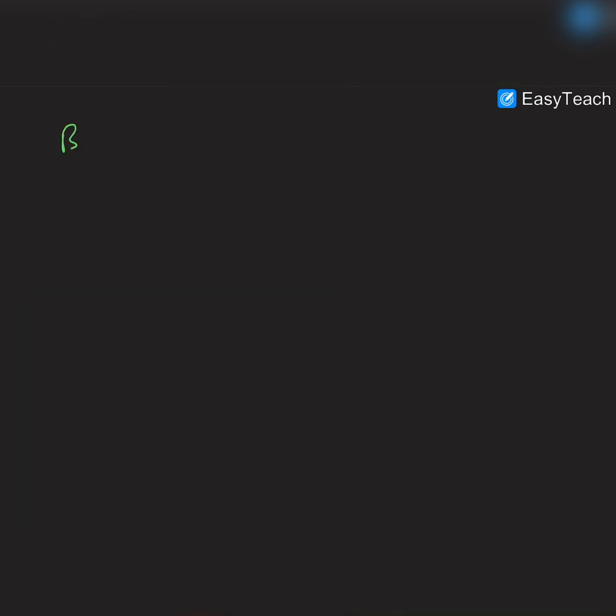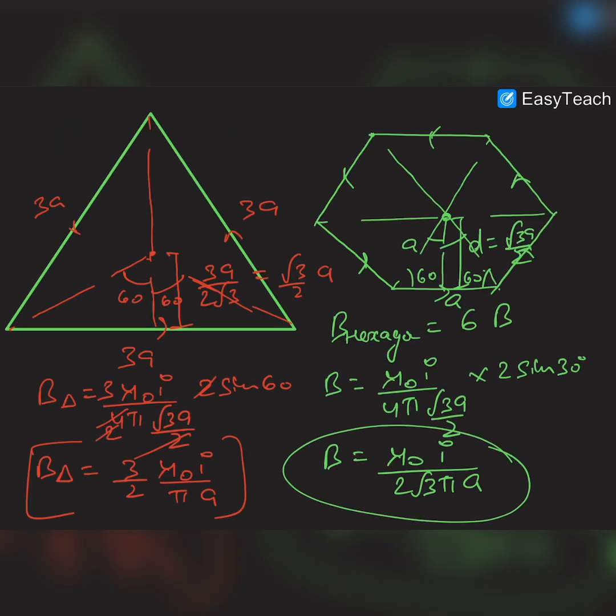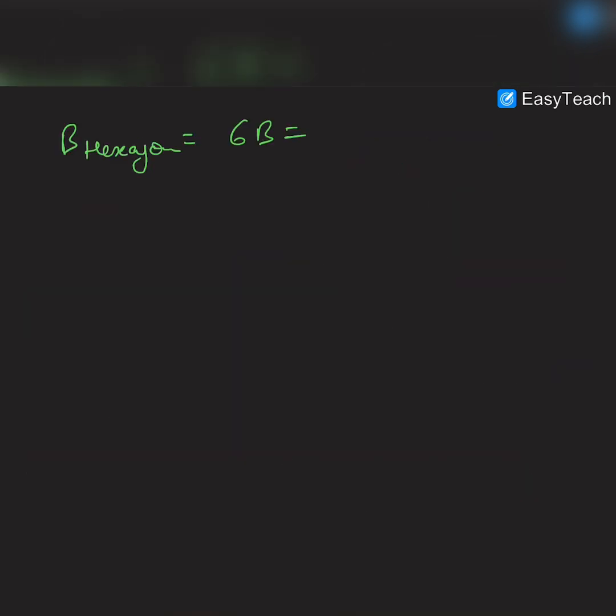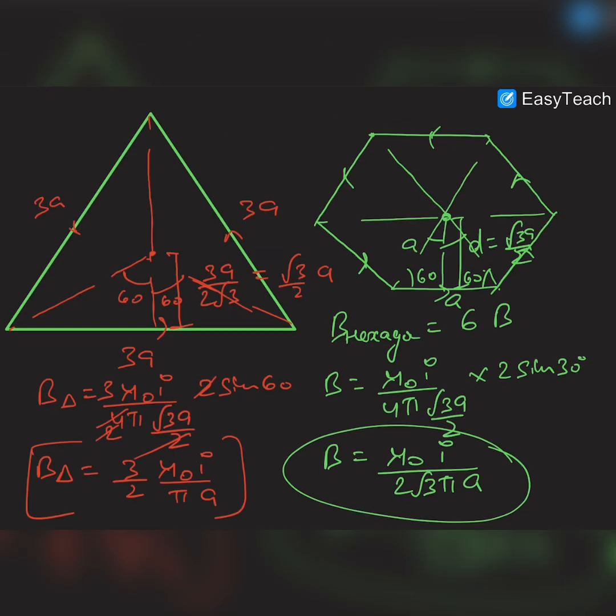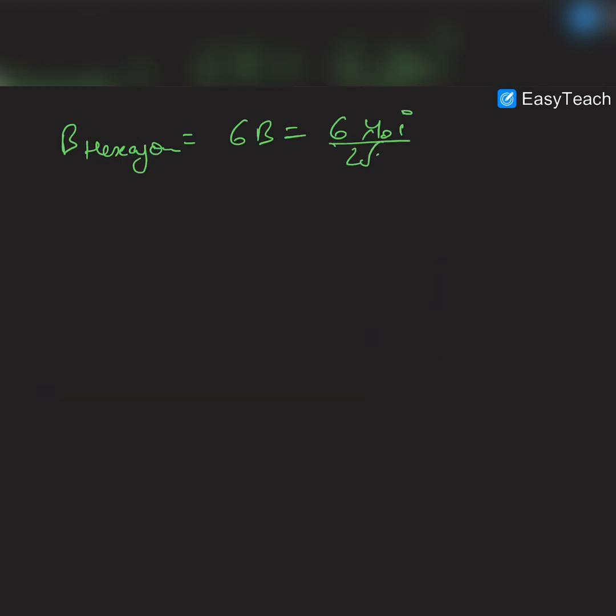The net B due to hexagon will be equal to 6 times B, so it would be equal to 6 mu naught I by 2 root 3 pi A, and it would be equal to root 3 mu naught I by pi A.